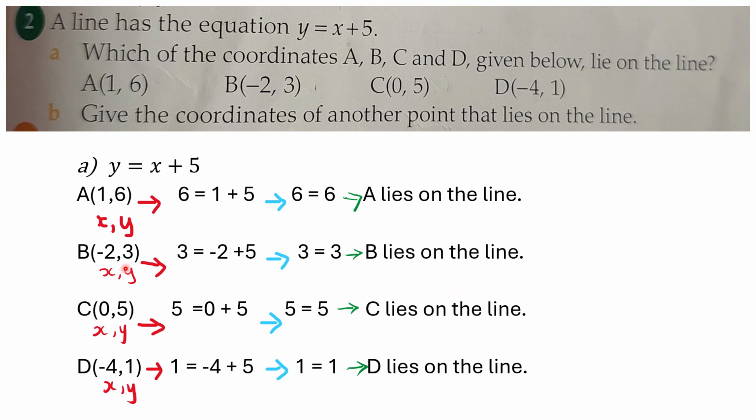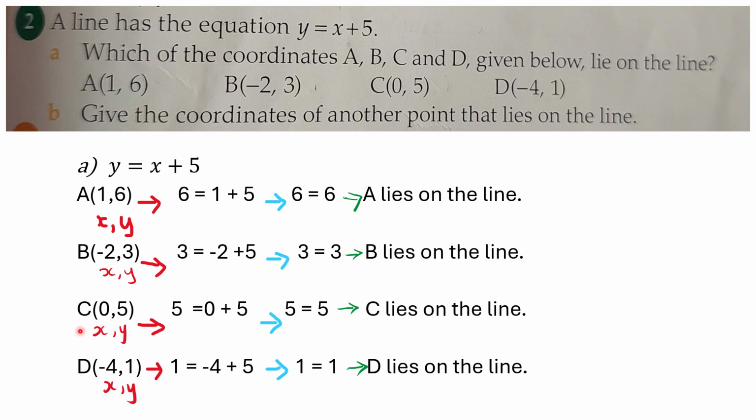B, minus 2 comma 3. In B, x is minus 2, y is 3. We should substitute the values of x and y in the equation. So 3 equals minus 2 plus 5. One is minus, one is plus, so we should do the subtraction. 5 minus 2 is 3. 5 is the bigger number, it has the plus sign, so it's plus 3. So 3 equals 3. That means B lies on the line.